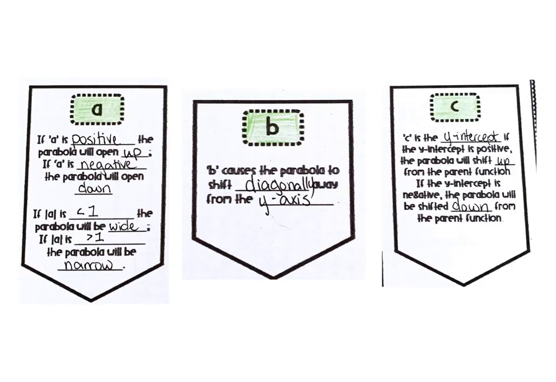Let's look at other features here of these. If A is positive, in standard form, it will go up. If A is negative, it will go down. All right, so these are the things we just talked about from your book. We're just filling it in. If the absolute value is less than 1, the parabola will be wide. If the absolute value is greater than 1, the parabola will be narrow.